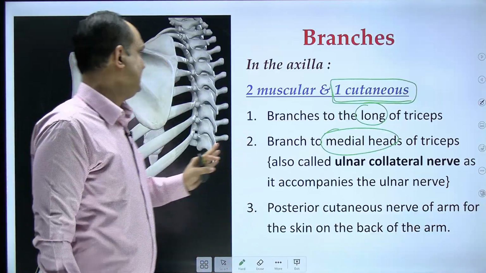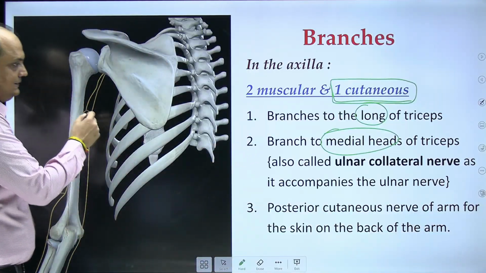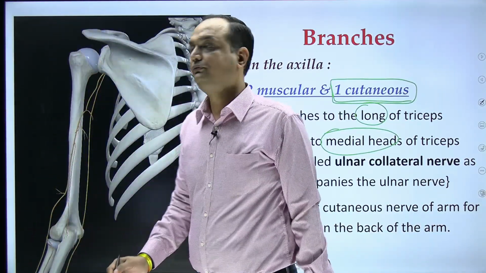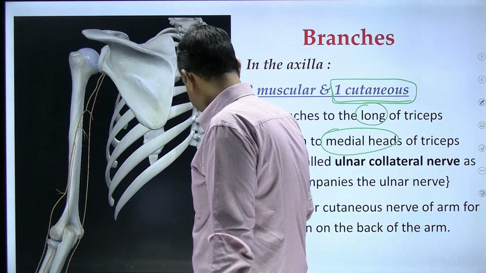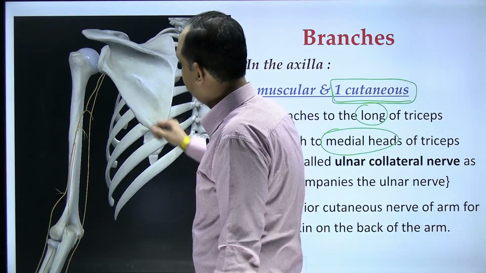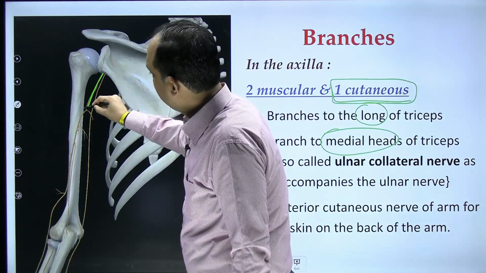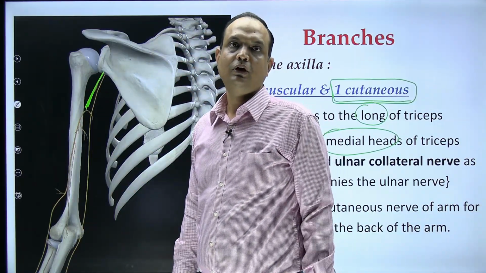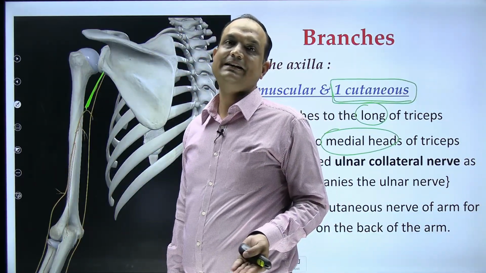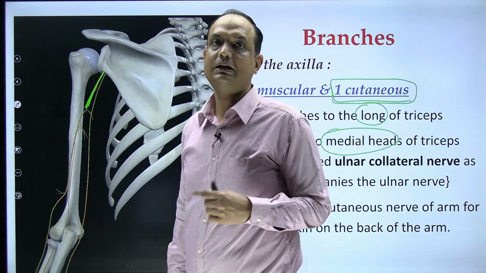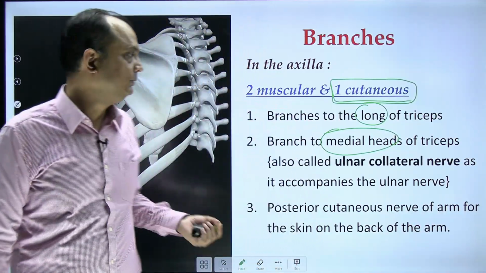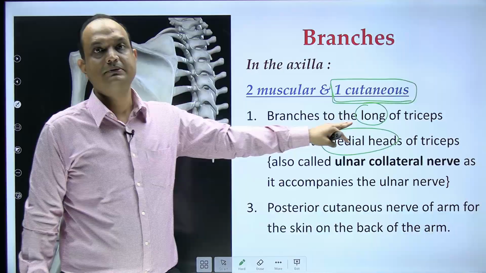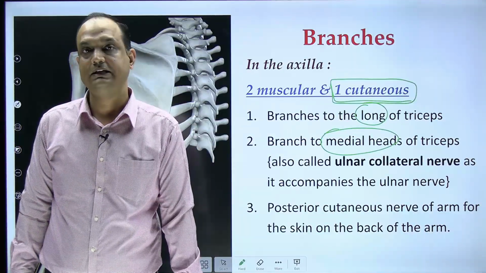So in this axillary area, you can see the part of this radial nerve which lies on the anterior side. Now this is the axillary area. In this axillary part, you are having three branches: two branches for the triceps and one branch for the skin. So what are the two branches? Long head of triceps and medial head of triceps.